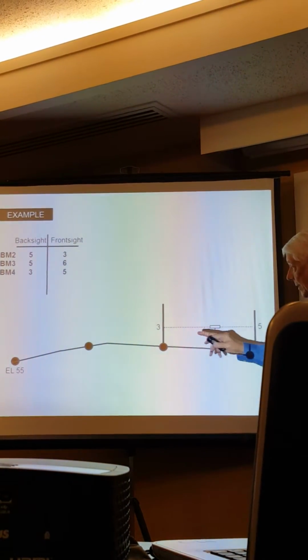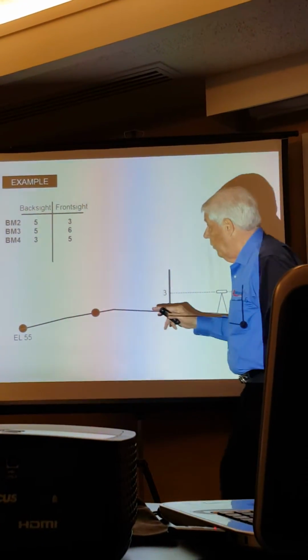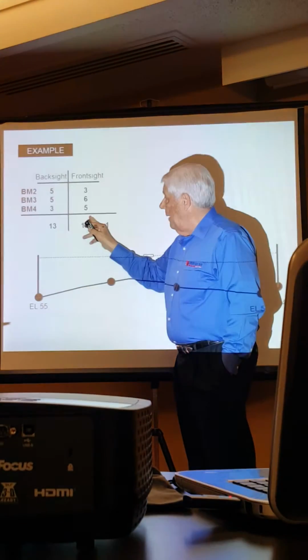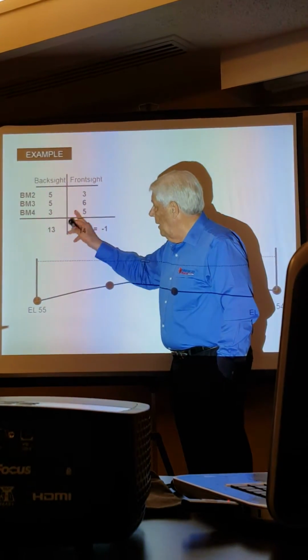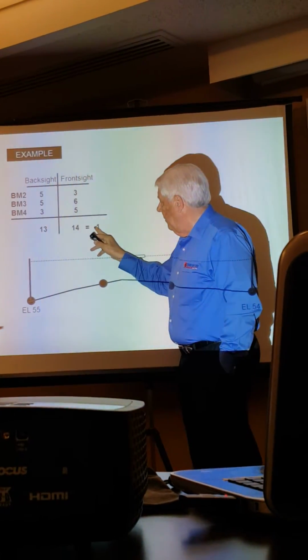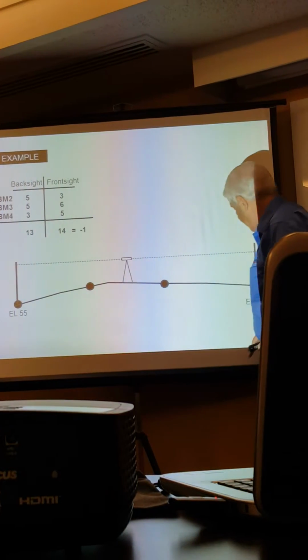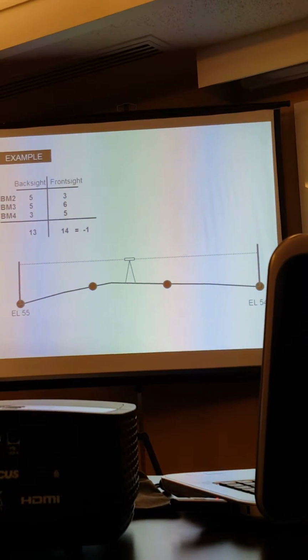So now we want to read it all the way from benchmark 1 to benchmark 3 or 4. So we draw a line, add them up, and we say 13 minus 14. There's always a minus in here. You're minus 1, 55 minus 1, 54 at this point.